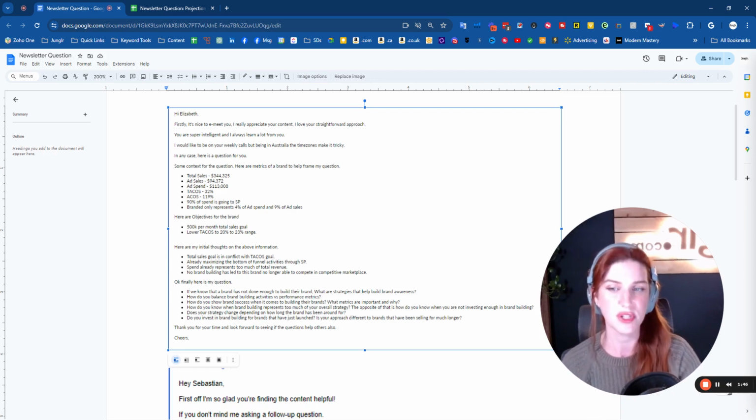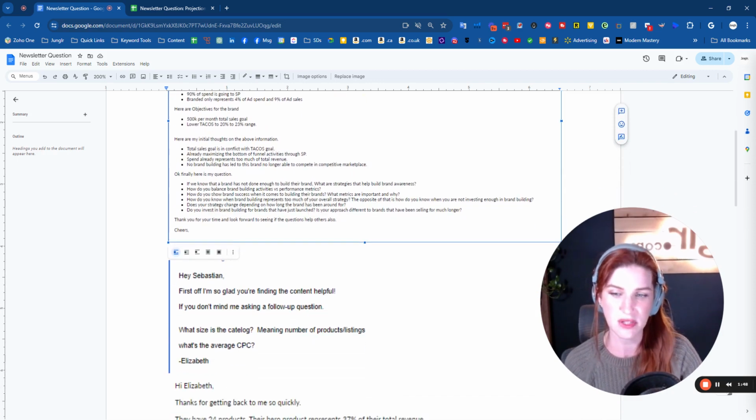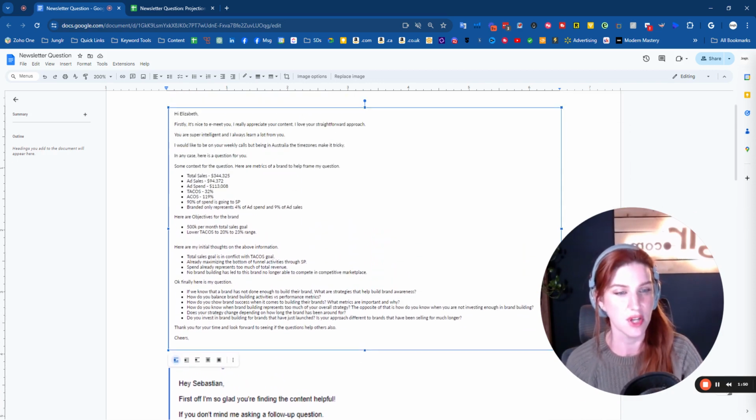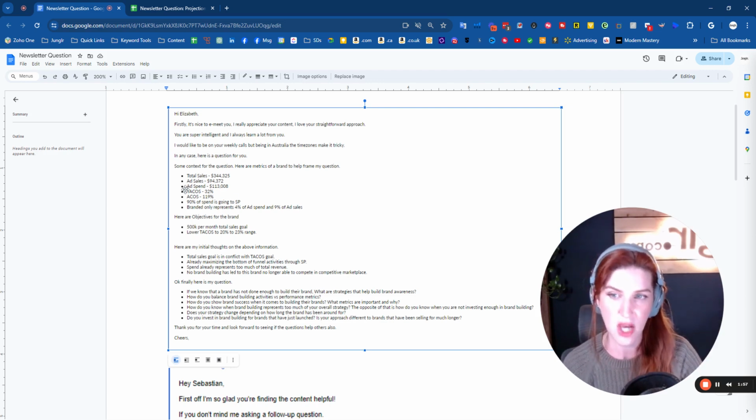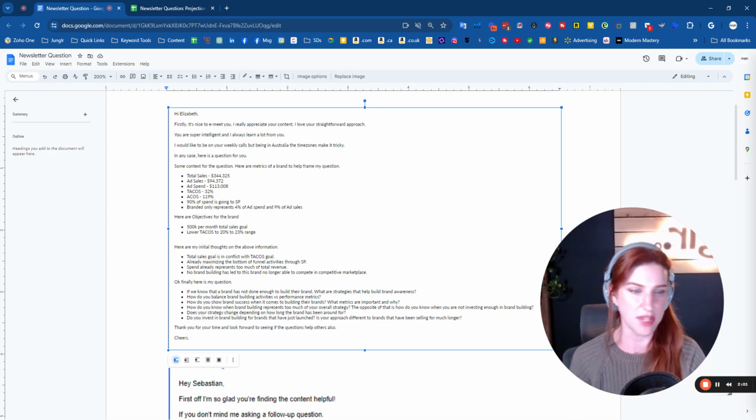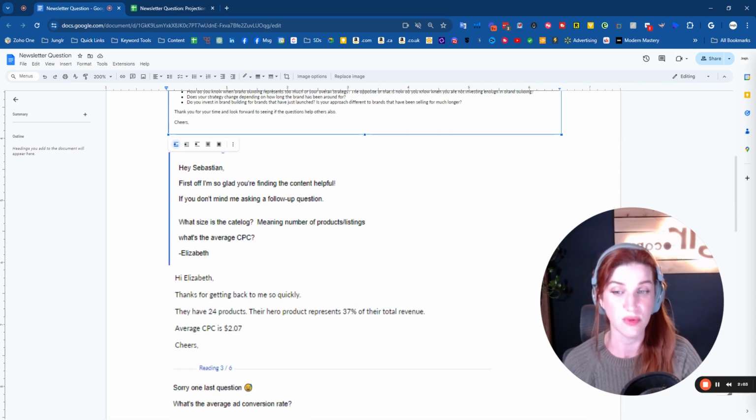So I really do appreciate the context. I put these screenshots in here because I thought it might be helpful to understand my follow-up questions. And then again, we're going to get into the data analysis. So there's a lot of good context here in terms of what the total sales are, what the ad sales were, which was really helpful.